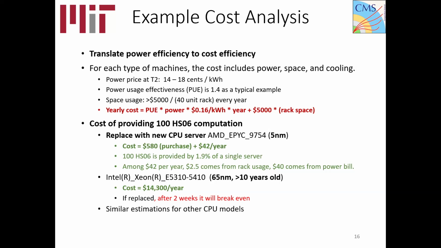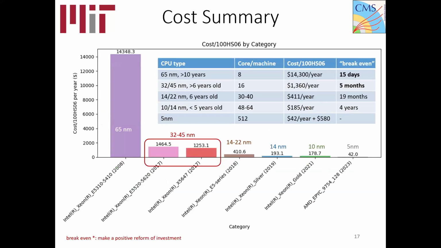And then a similar estimation is done for other CPU models. And here you can see the summary table. In the histogram, you can see how much money you need to spend to provide 100 HSPAC computation every year, and the corresponding production process in nanometers. And in the table, you can also see the break-even time, which means how long after you replace them with the new hardware you start to save money.